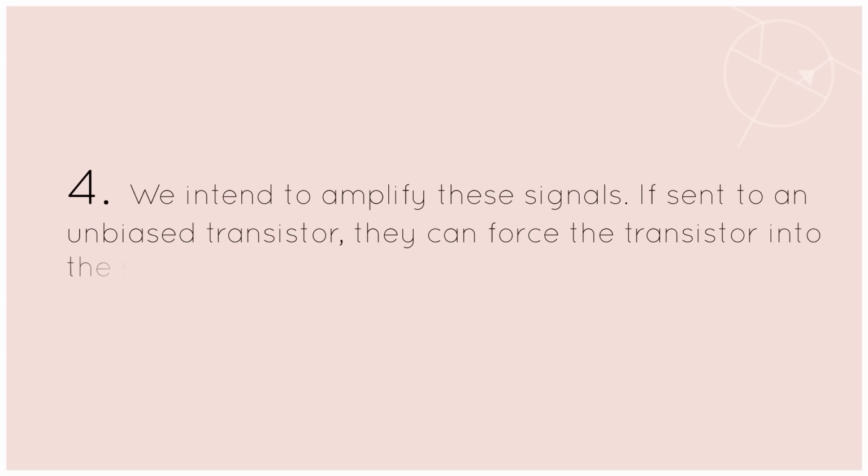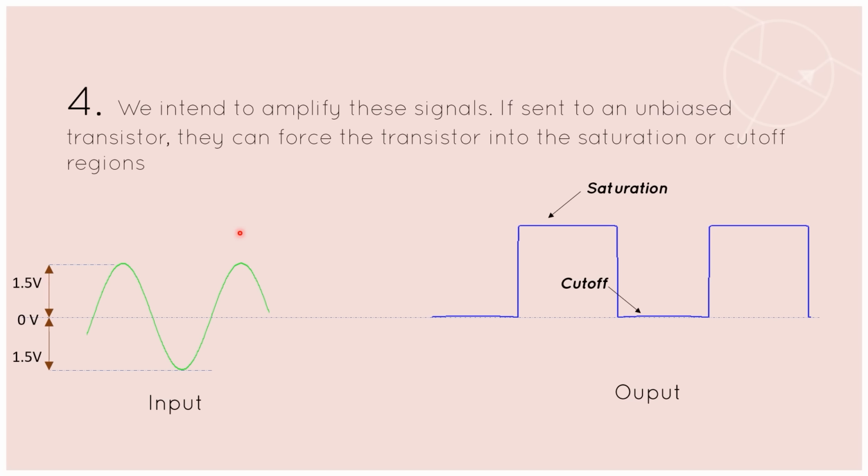We intend to amplify these signals. If sent to an unbiased transistor, they can force the transistor into saturation or cutoff. So we have this analog signal at the left part of the screen. If this is our input into the base of the transistor, without it being biased, we would have our output saturate once this exceeds 0.6, and once it comes down below 0.6 volts, we'll have it cut off. So we're most likely going to have a square wave.